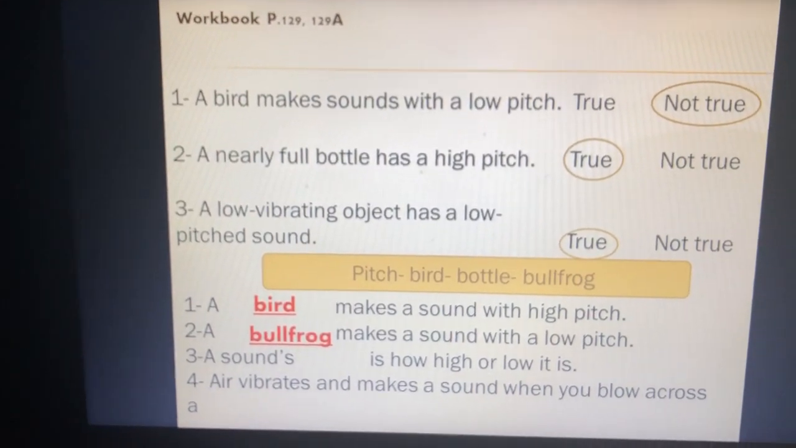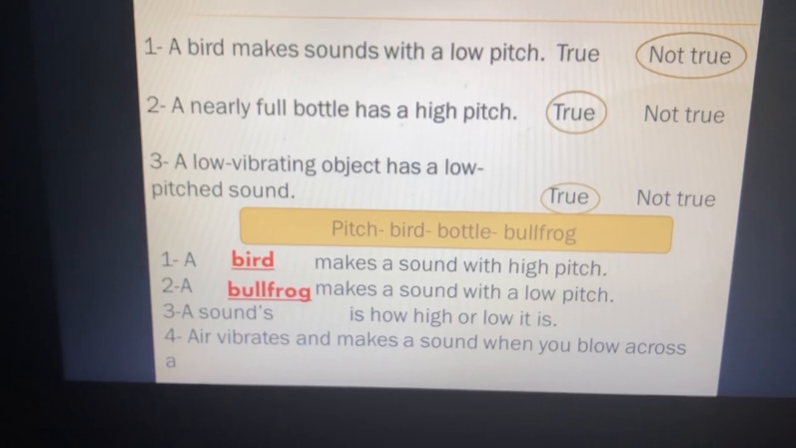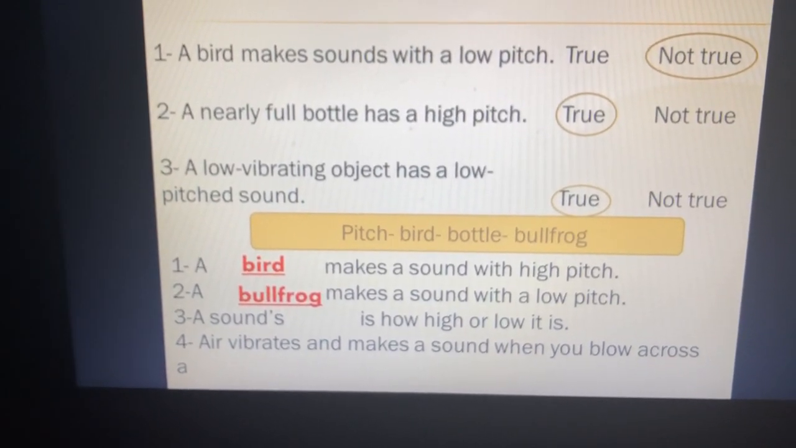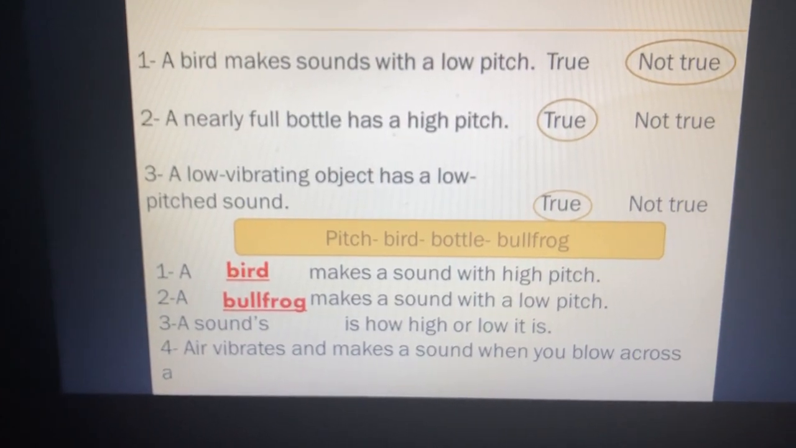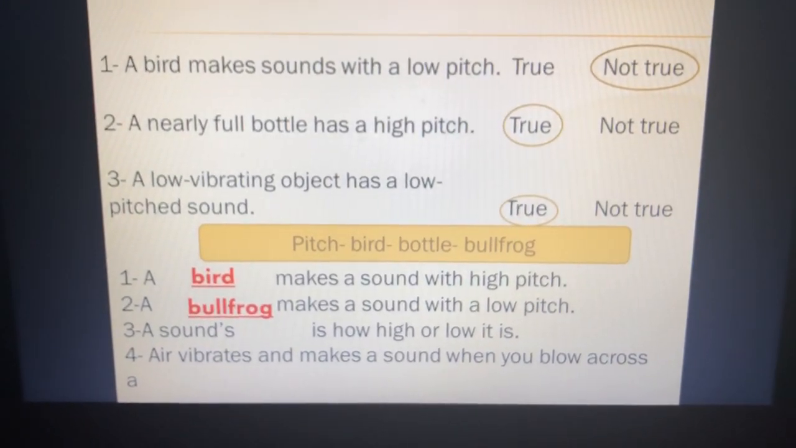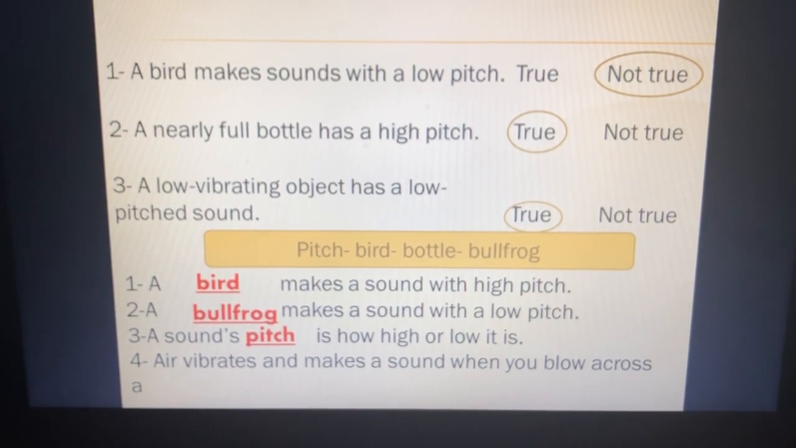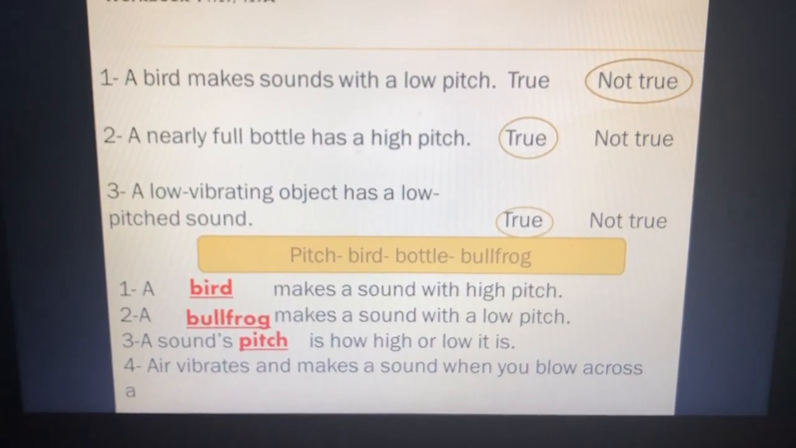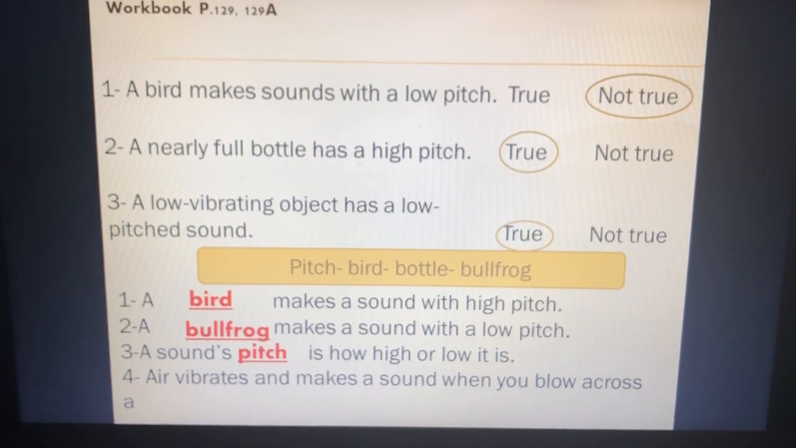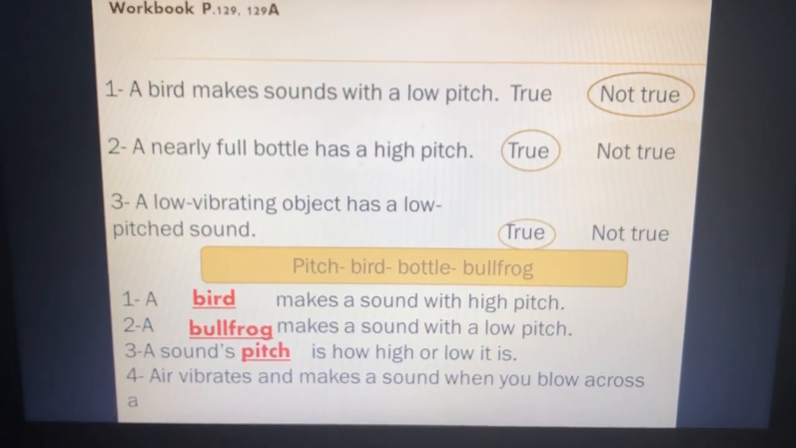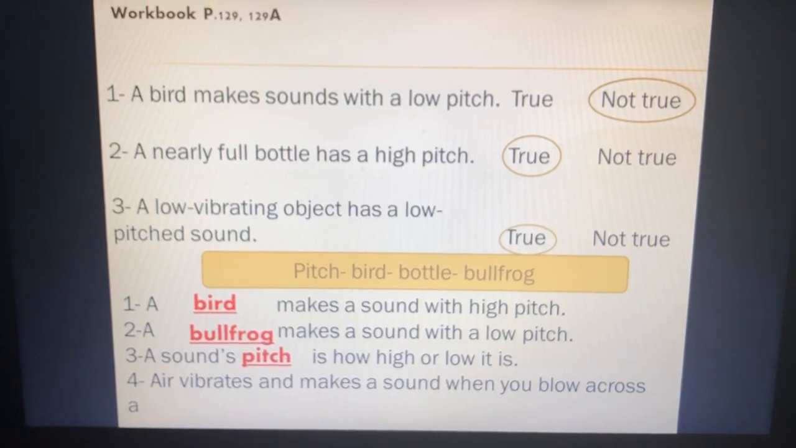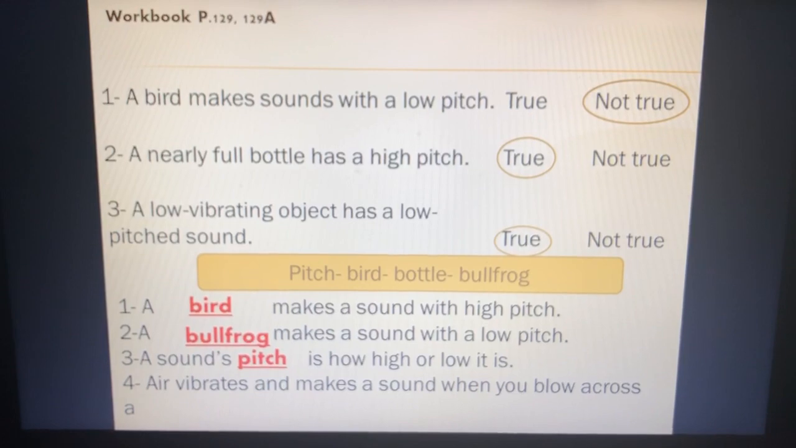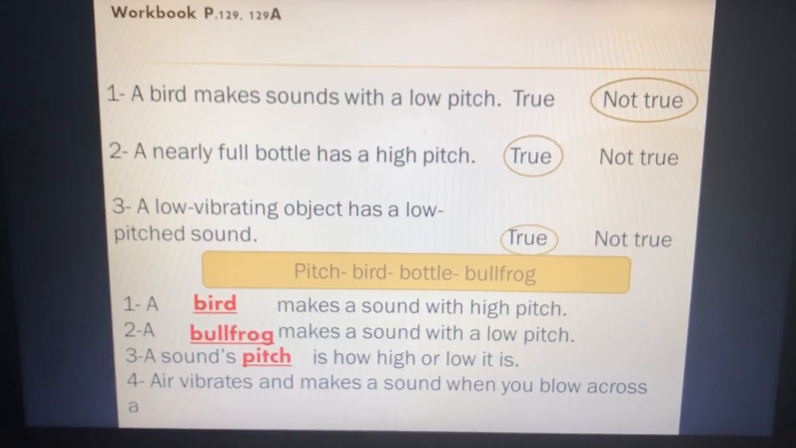Number 3. A sound's pitch is how high or low it is. Good job. Number 4. Air vibrates and makes a sound when you blow across a bottle. Good job.